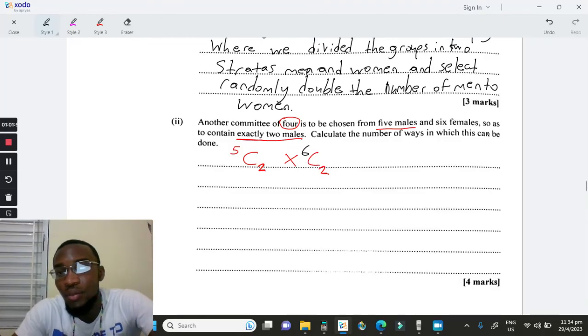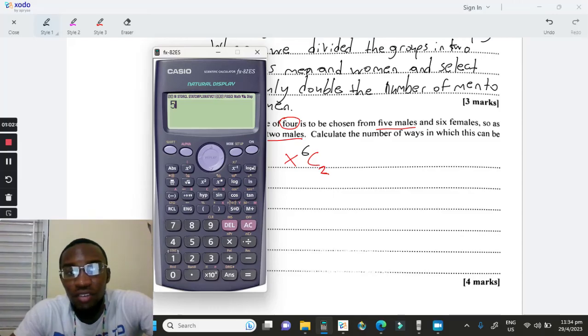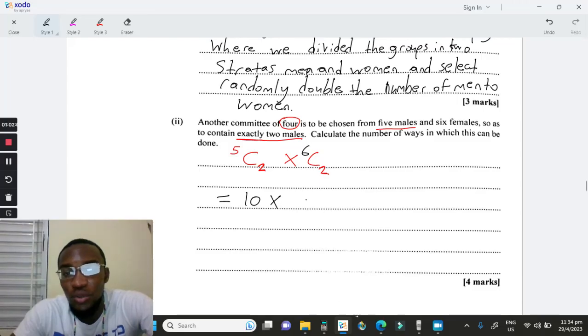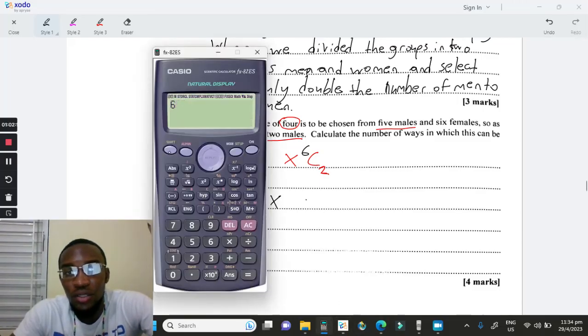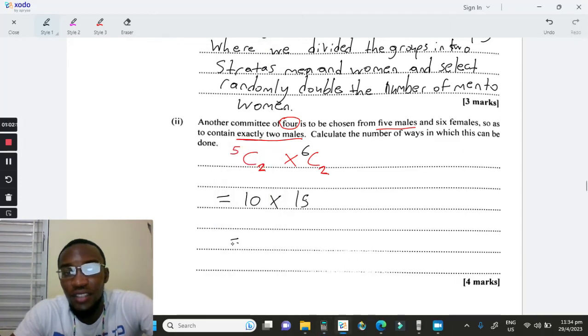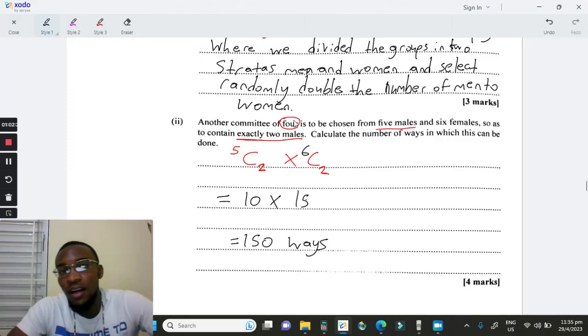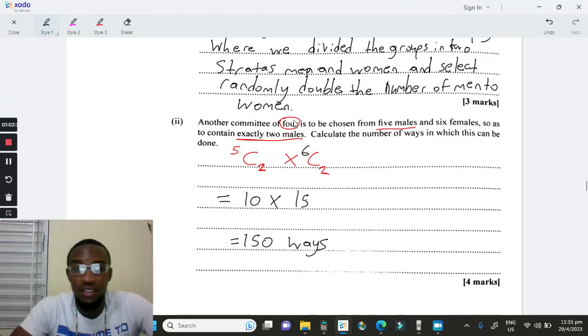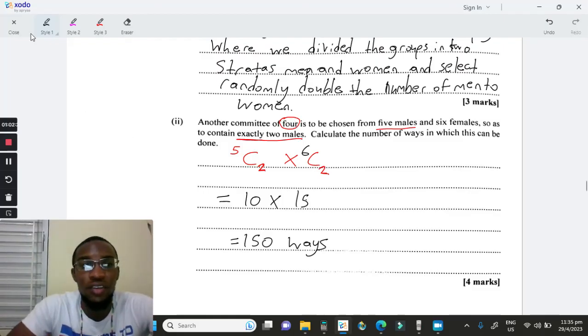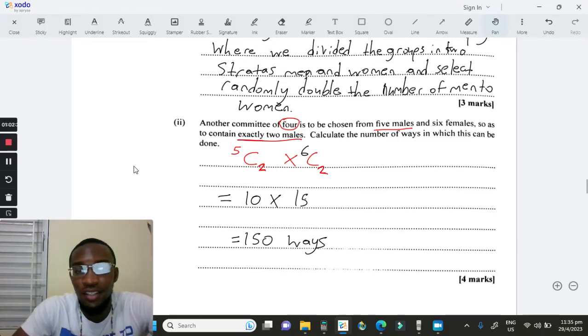Calculate the number of ways this can be done. 5 choose 2, you put that in a calculator, is 10, times 6 choose 2, which is 15. And 10 times 15 is 150 ways. There's 150 ways in which we can choose exactly 2 males, to ensure 2 males are on the committee. That's fairly straightforward and easy.